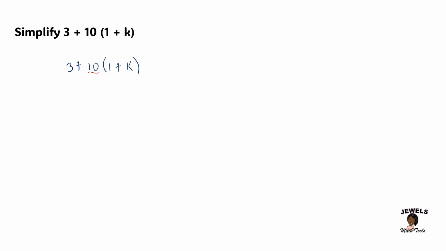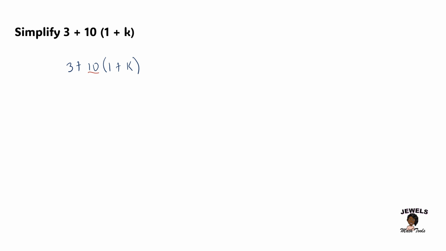Now, the first thing I want you to remember is that using the rules for PEMDAS tells us that we are going to work the brackets first before addition. So that means that we are not going to begin by adding 3 plus 10. We are going to apply our distributive property first and then simplify our like terms afterwards.